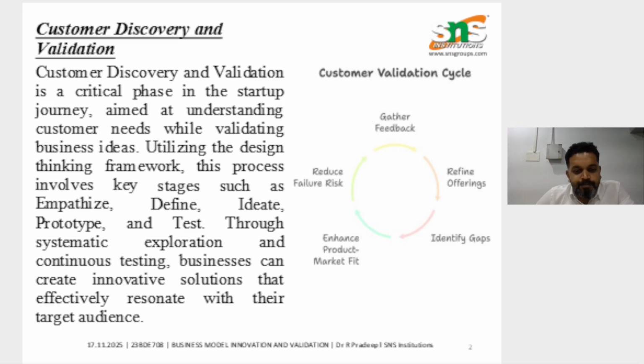See, products can be created, products can be developed, but still, if the product cannot reach the common public or the customer, obviously we call the product a failure. For example, we can say Google Lens. Google Lens is a failure product, where the validation was not done properly. Okay. So in the customer validation cycle, we have 5 different stages. We have to gather the feedback, refine the offerings, and fill the gaps, and see how we can enhance the product-market fit to reduce the failure risk.